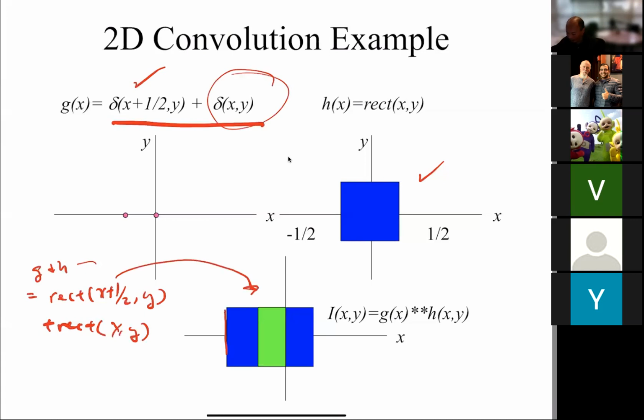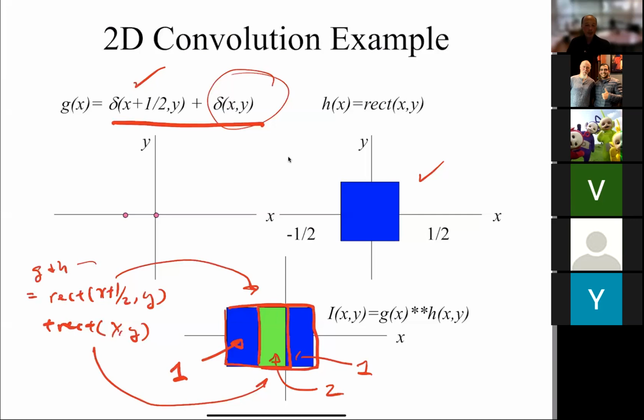So this rect of x, y gives me this part here, right? And this rect of x plus 1/2, y gives me this part. Okay. So those are two rect functions and they overlap each other. And so I know I need to sum them up too, right? So the value here where it's blue, that's 1, because I only have 1 rect function there. The value here is 2, and the value here is 1 again.